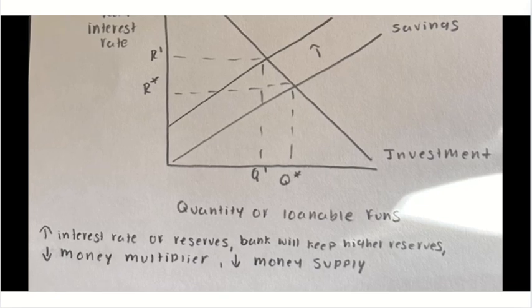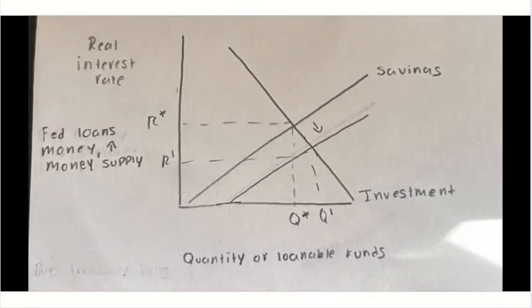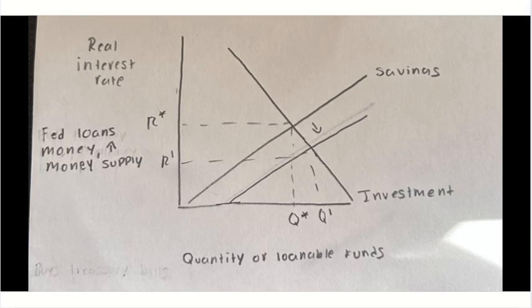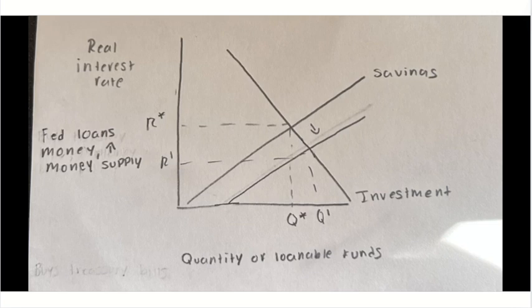The next one is the Fed loan facilities, which is to provide liquidity directly to borrowers and investors in key credit markets. In the Fed loan facilities, if the Fed loans money, this will cause an increase in the money supply, causing the savings curve to shift to the right.